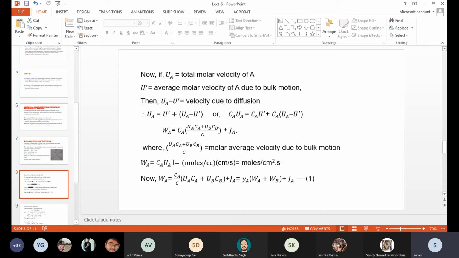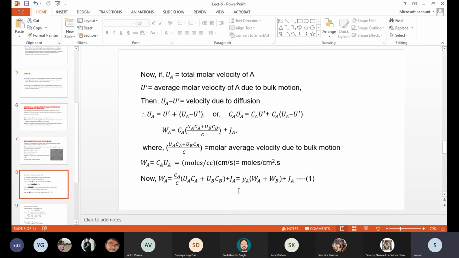Now WA is equal to CA by C, where CA is the concentration of A and C is the total concentration of A and B together, into UA CA plus UB CB, plus JA. JA is CA into UA minus U dash, which is due to diffusion. So due to diffusion, the flux is JA. This notation we have used before. So it is ultimately CA by C into UA CA plus UB CB plus JA.